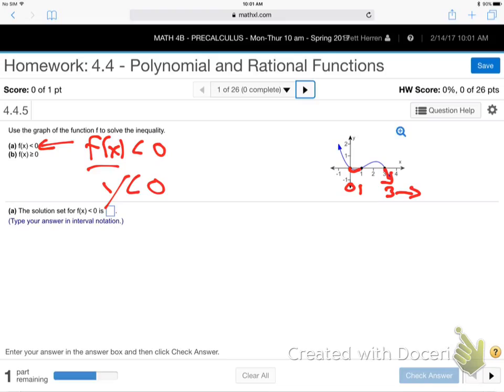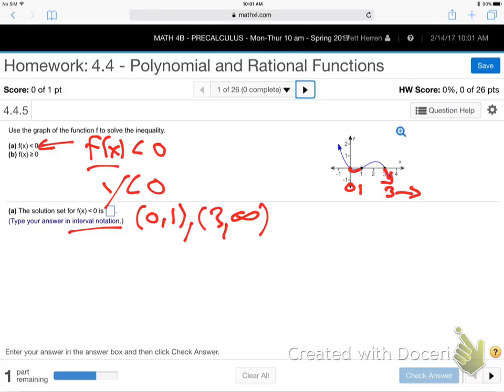In those sections of the x-axis, the graph dips below, doesn't it? The y values are less than 0. The y values are negative. Right? So the answer would be, okay, where is it? They say give interval notation. So that would be between 0 and 1 and from 3 to infinity. Is that good? Does that make sense there?